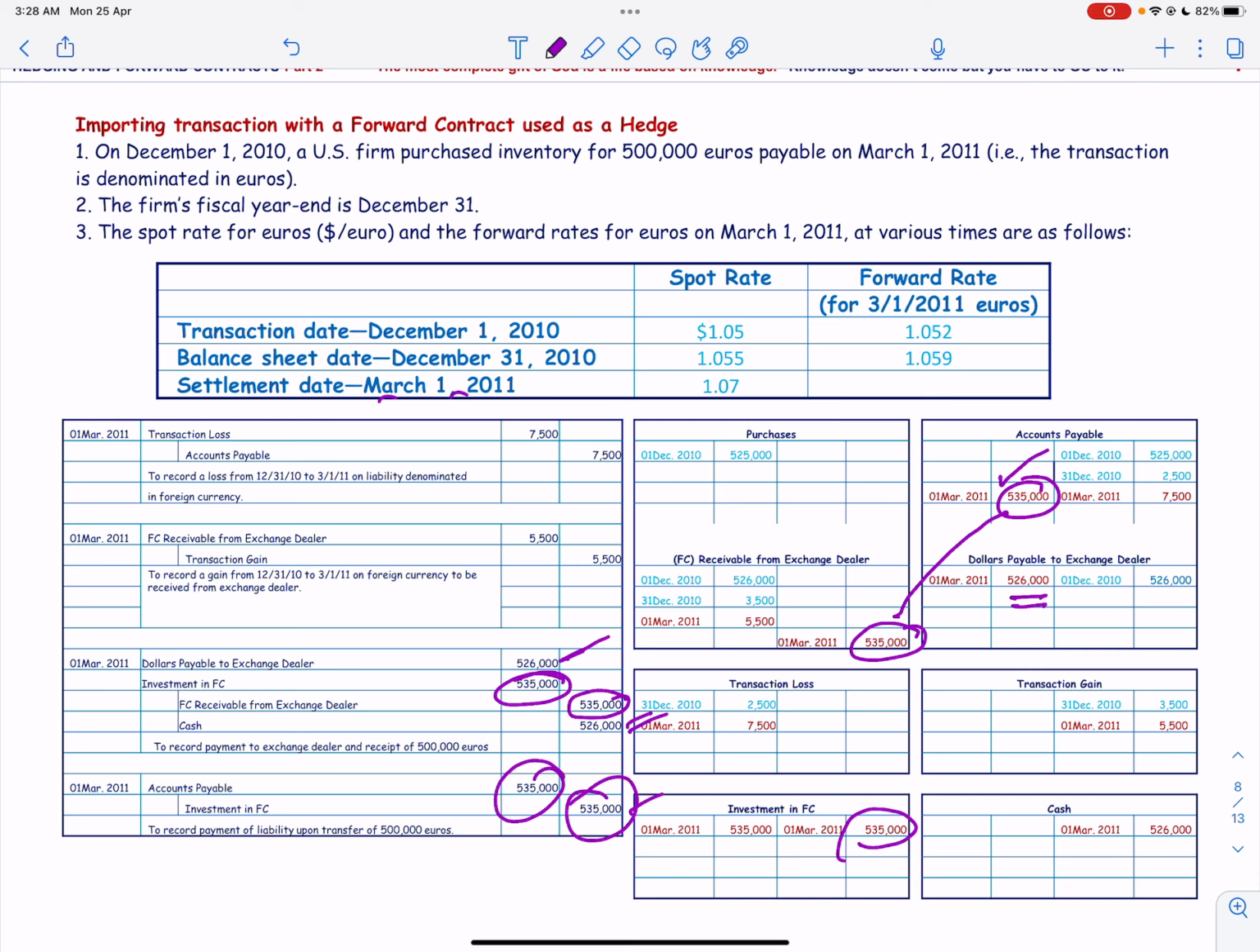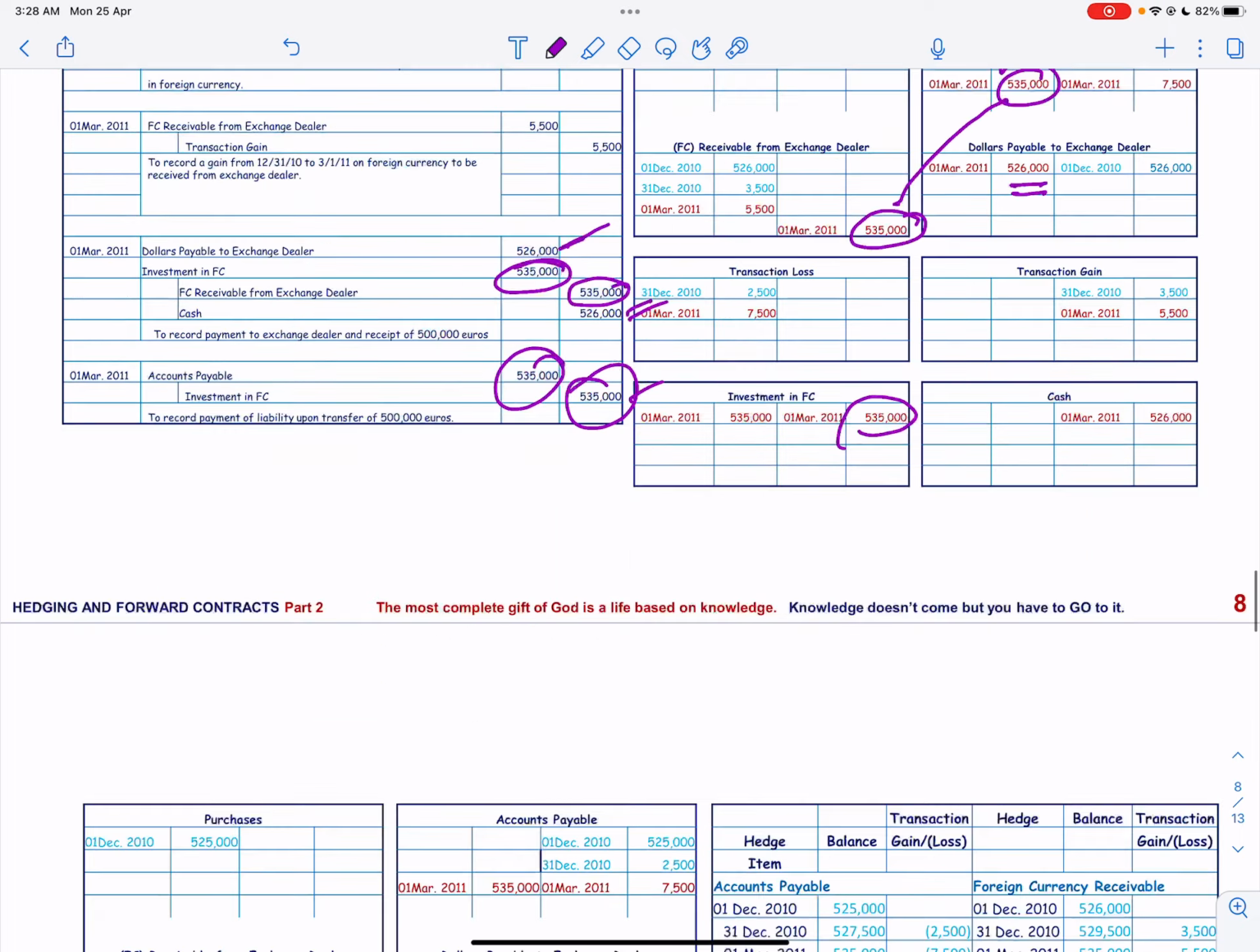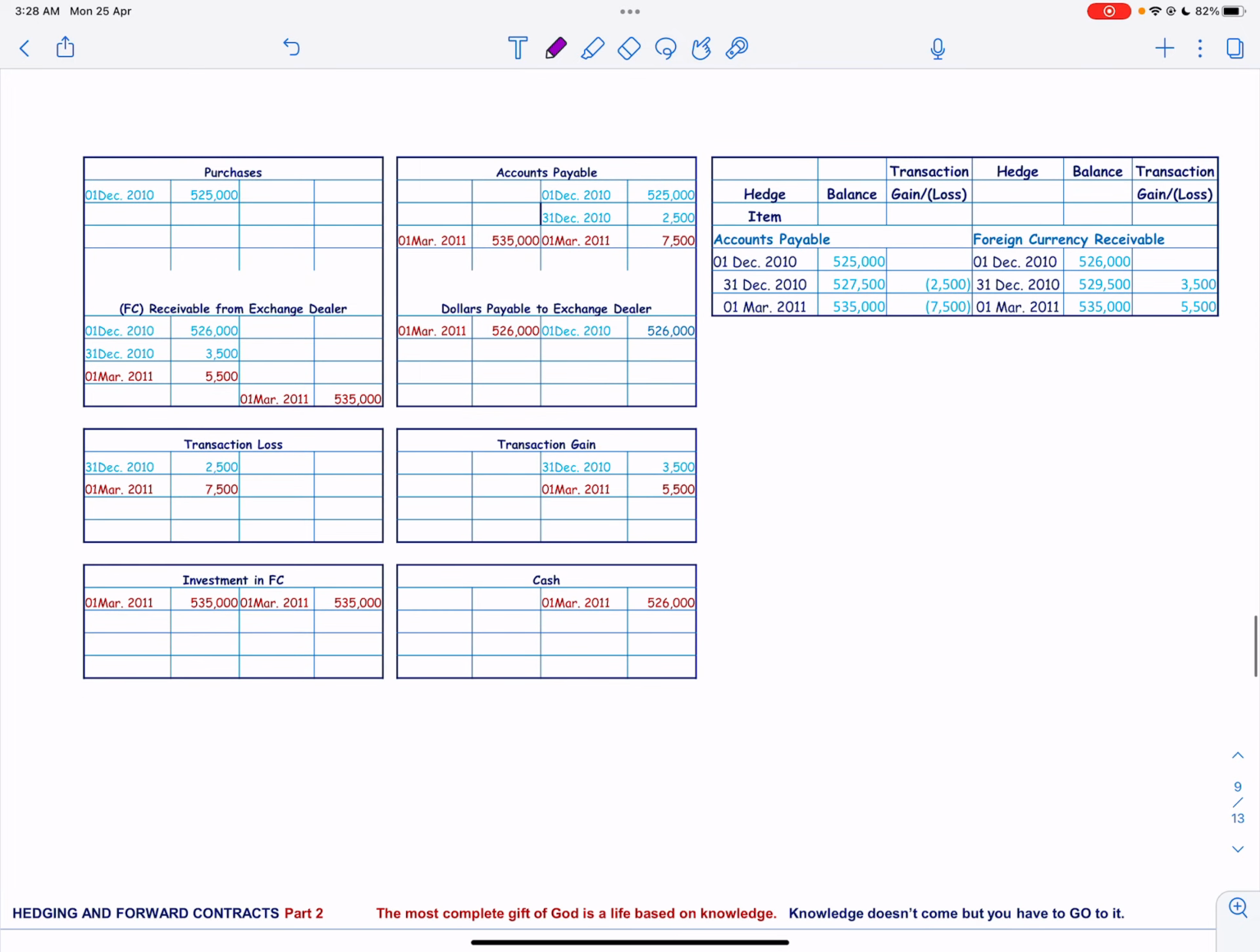So by obtaining the forward contract, the firm was able to establish at the transaction date the amount of 526,000 that it would take to acquire the 500,000 euros needed to settle the account with the foreign firm. Note, however, that the cost of the inventory, that is 525,000, was established on December 1.